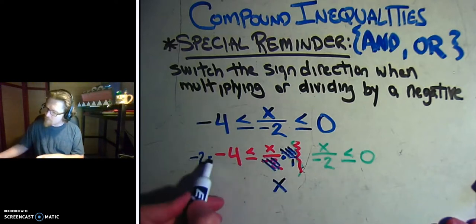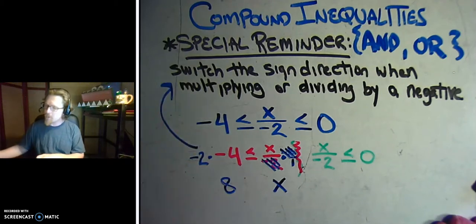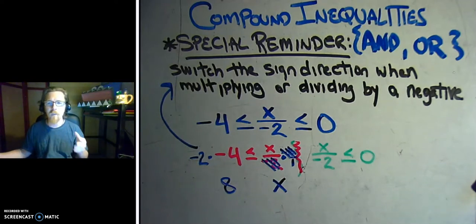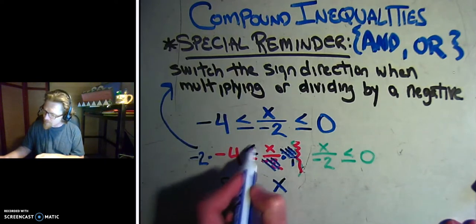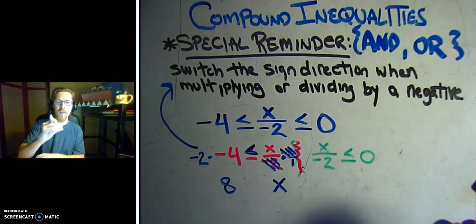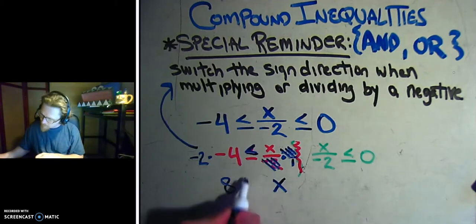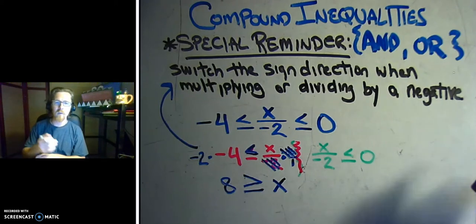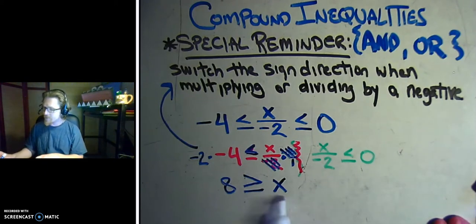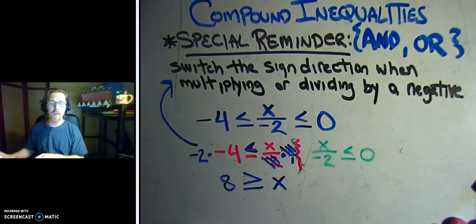I know that negative 2 times negative 4 is positive 8, and I just want to remind us of this special rule that I just mentioned. Whenever you multiply or divide by a negative number on both sides, you want to switch that sign. Here the sign has an open mouth towards the x, and so that sign is going to switch around and face the other way now. This actually says that 8 is bigger than or equal to x, or x is less than or equal to 8. So that's going to be part of our solution that we'll worry about in just a moment.